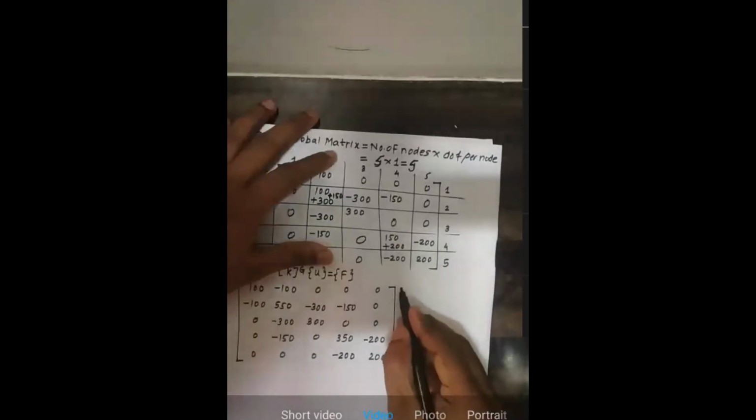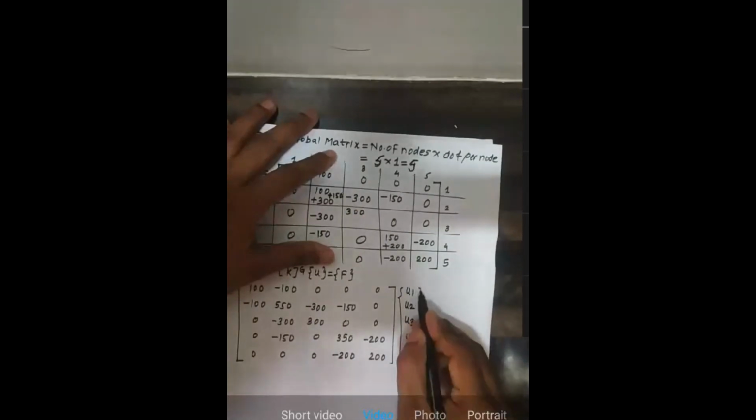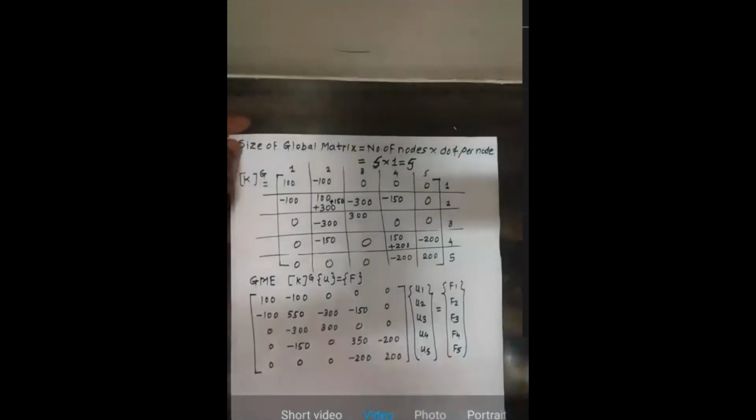Clearly, see, this global stiffness matrix has to be multiplied by the displacements. So there are 5 nodes, so there will be 5 displacements: u1, u2, u3, u4 and u5, right? The displacements are given by, so obviously there are 5 forces: f1, f2, f3, f4 and f5, right? So there are 5 forces. Is it okay with this one? Yes, sir. Let me know.